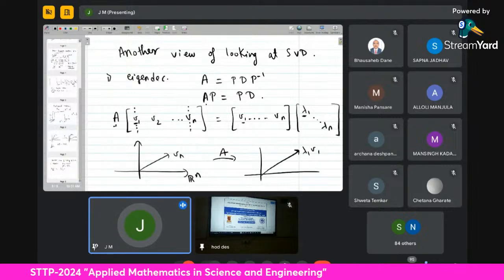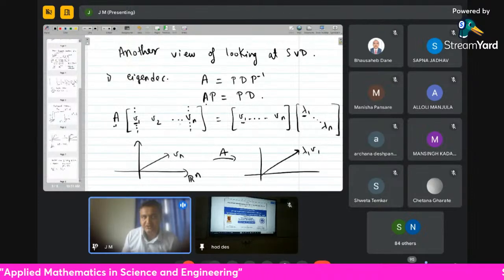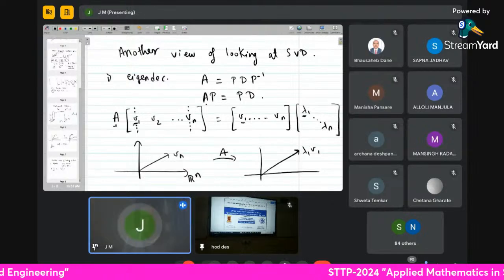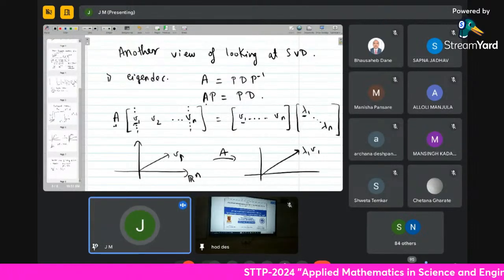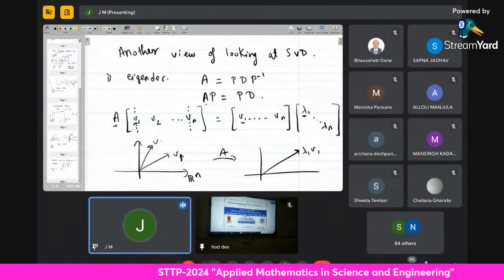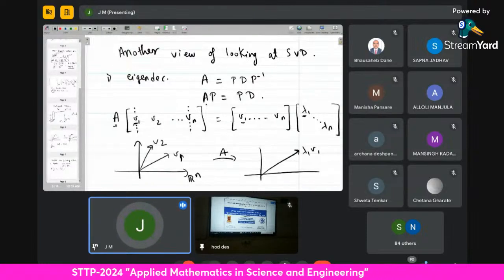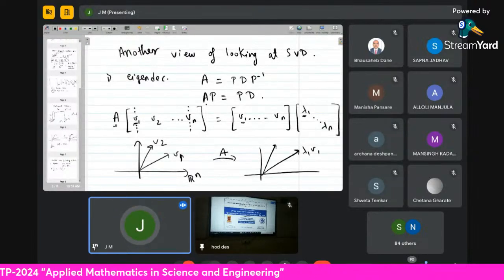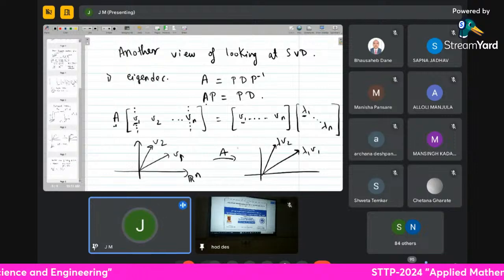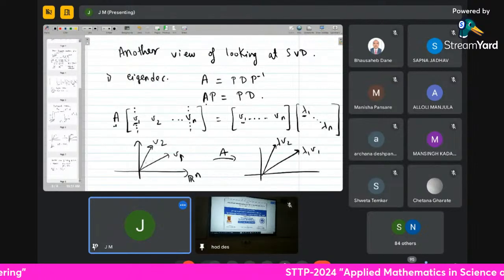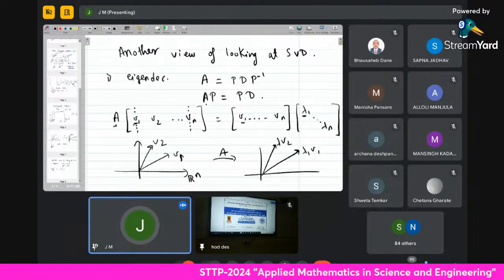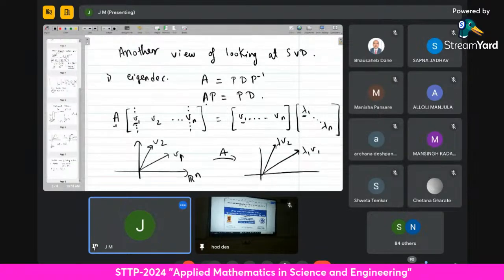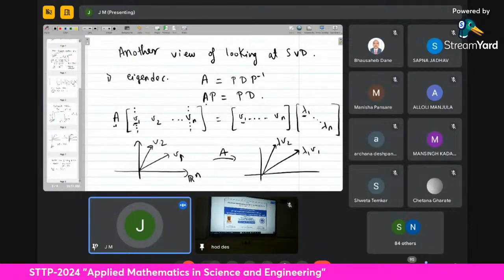So lambda 1 into V1, that is the first column over here, and this first column is AV1. I'm having lambda V1 over here. If I take V2 over here, I am having lambda V2, the image under A of V2. And this is what it plays with the single basis.